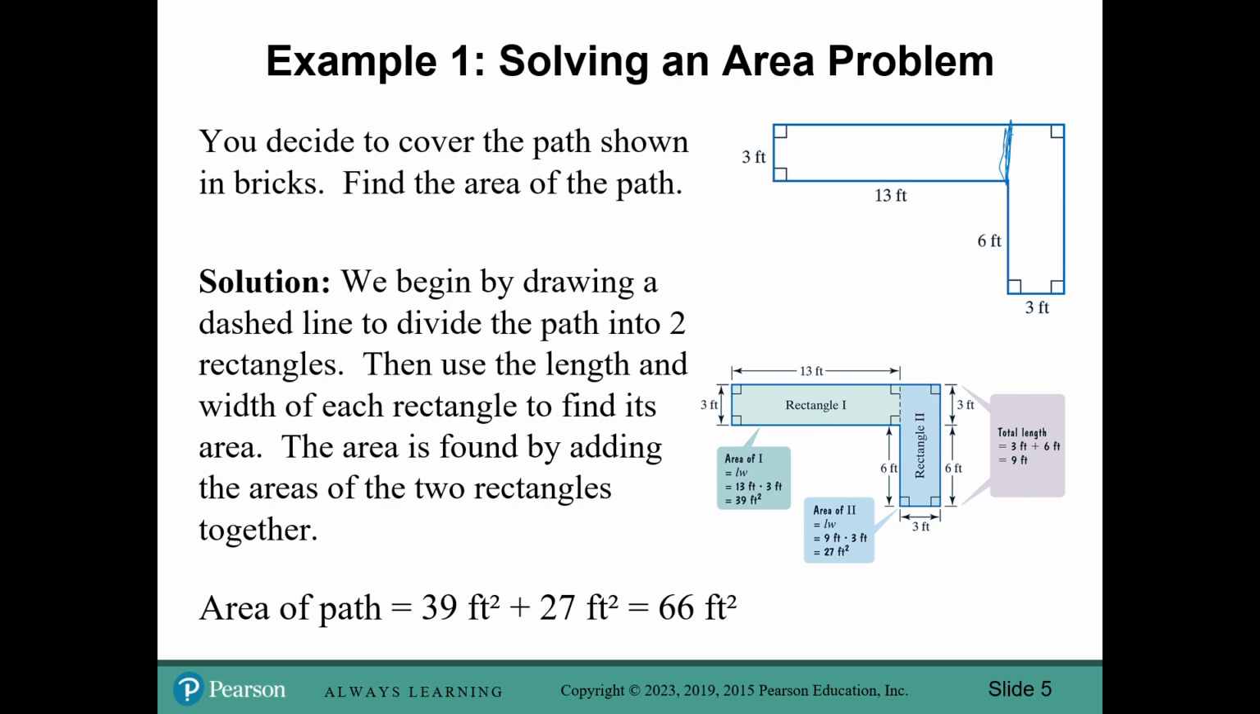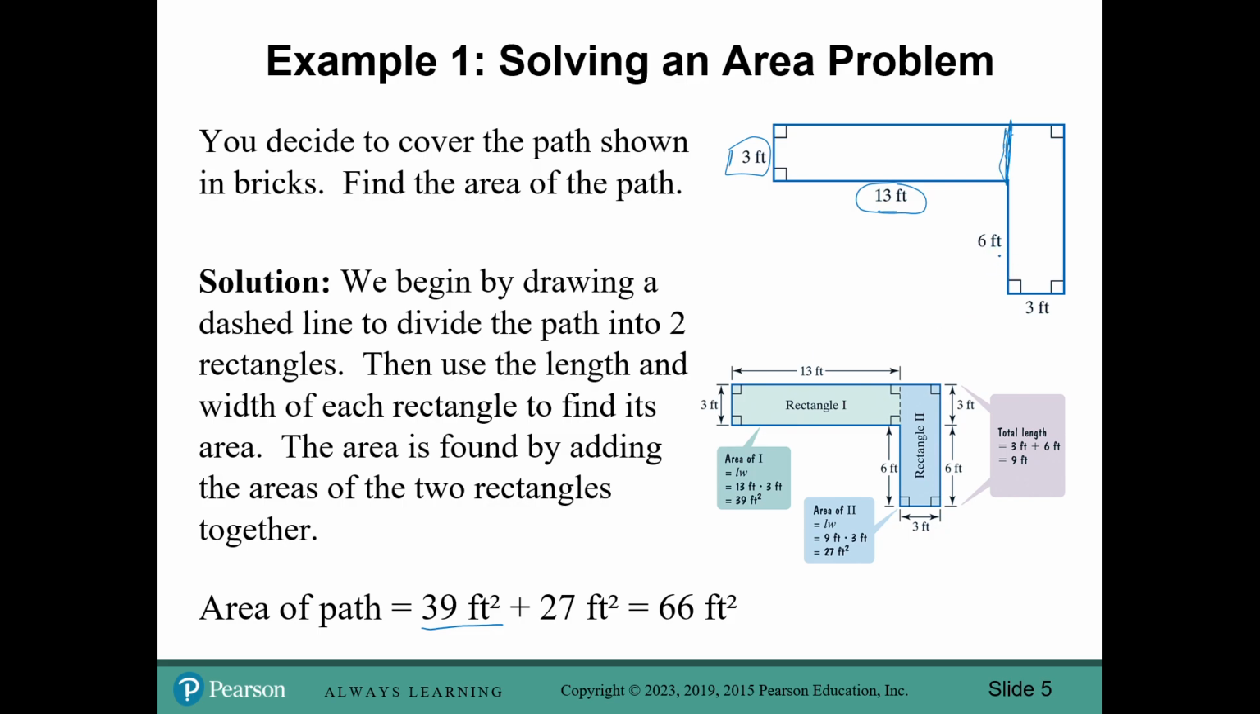So if we look at the first rectangle, we see we've got 13 feet here and 3 feet here. So it's a 13 by 3 foot rectangle. Now if you multiply 13 times 3, you get 39. And that's where the 39 feet squared comes from on rectangle 1.